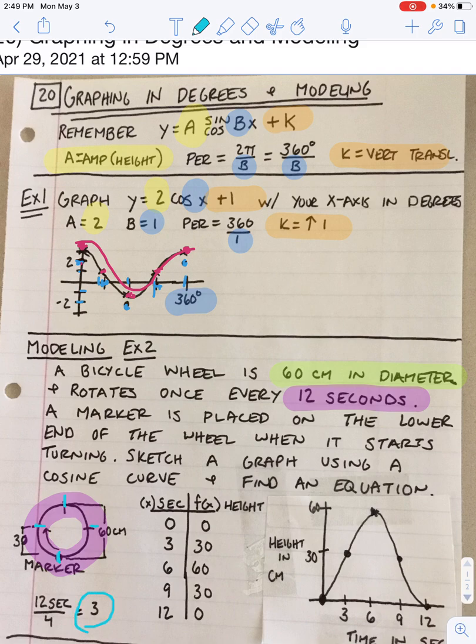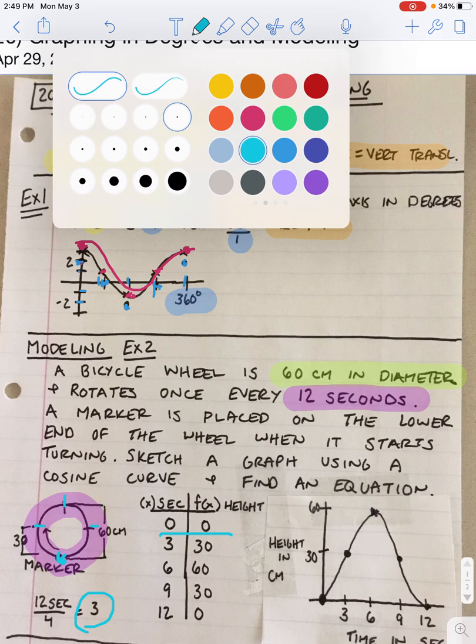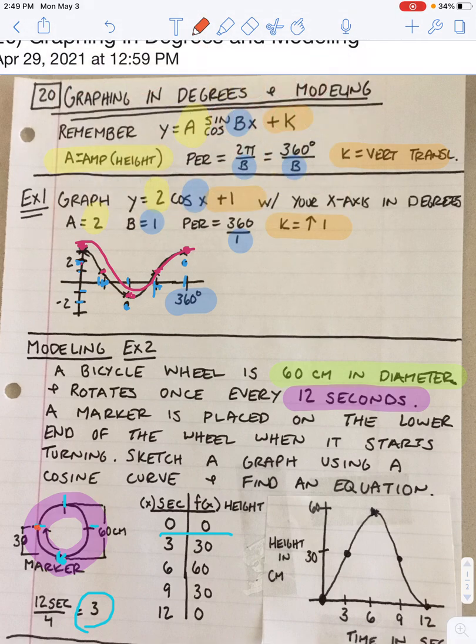Okay, so we want to know the height at each one of those times. So my first dot down here is at 0 seconds, and it's 0 off the ground, right? Because it's on the bottom. So that first point is 0, 0. Okay, now 3 seconds later, it's rotated partially, right? So halfway up to the 60 would be 30. So that was 3 seconds went by, and we're at a height of 30 off the ground.